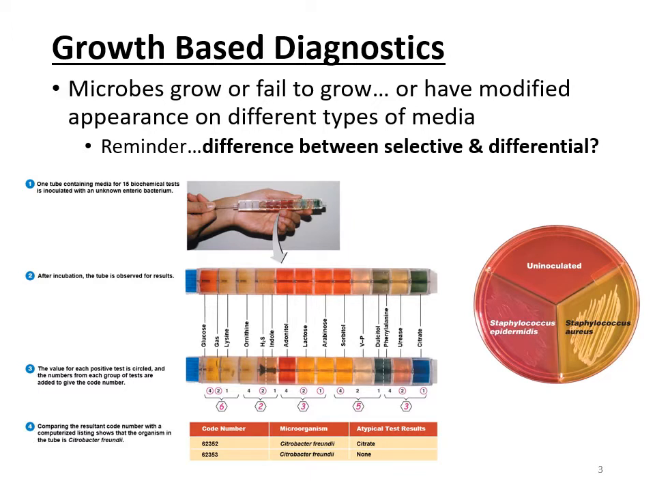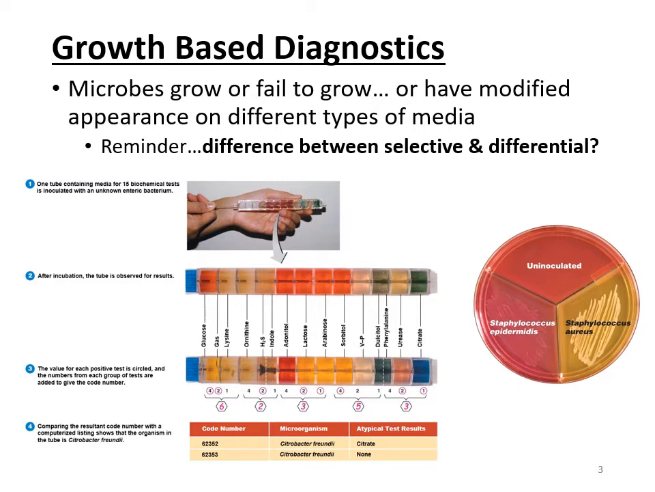Okay, so the first diagnostic category, as we said, is growth-based diagnostics. And this one is the easiest and cheapest one to do. As you saw, you're even able to do it in a college lab classroom setting rather quickly. In growth-based diagnostics, you're basically dealing with the idea that microbes will have different characteristics when they're on different types of media based on their metabolic processes.